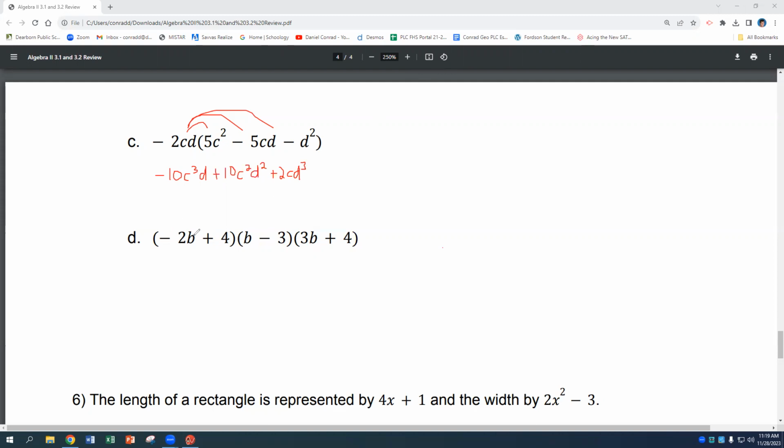All right, the next one, we're multiplying 3 terms together, so you can't do all 3 at once, so we have to do 2 at a time. So I'm going to start with the first 2 here. So I'm going to FOIL, right? Distribute binomial distribution, first, outer, inner, last.